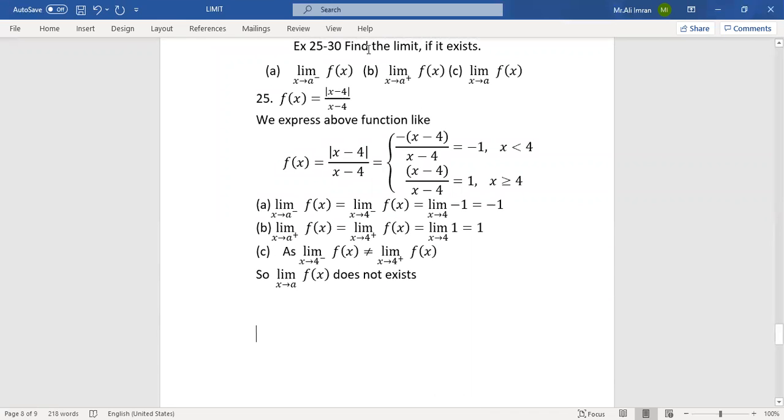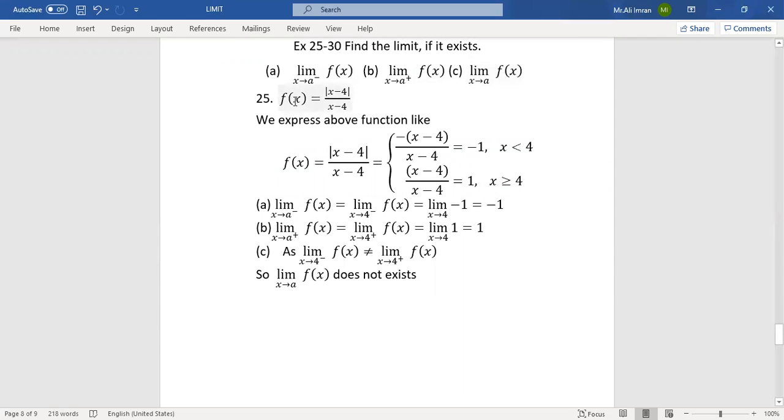Now we will solve some questions using the left hand and right hand limit concept. Exercise 25 to 30: find the limit if it exists. Limit as x approaches a minus of f(x), that is the left hand limit, and limit as x approaches a plus, that is the right hand limit of function f(x), and see if the left and the right hand limits are equal, and then we will have the limit.